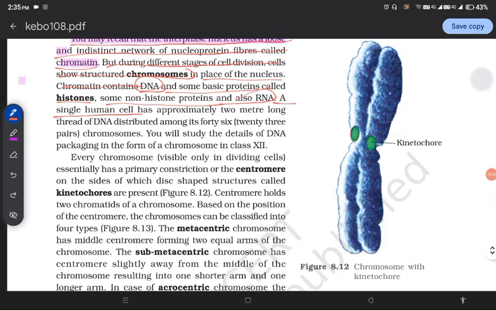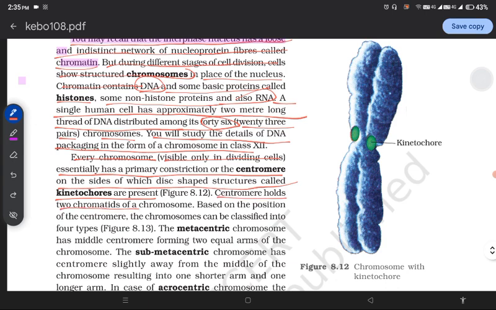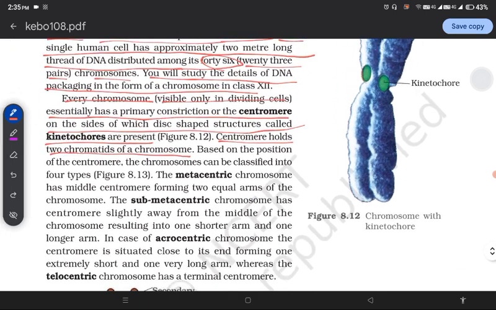A single human cell has approximately 2 meters of DNA thread distributed among 46 chromosomes, or 23 pairs. You will study the details of DNA packaging in the form of chromosomes in class 12. Every chromosome is visible only in a dividing cell, essentially at a primary constriction, the centromere, on the site at which substructures called kinetochores are present. A centromere holds the two chromatids of a chromosome.